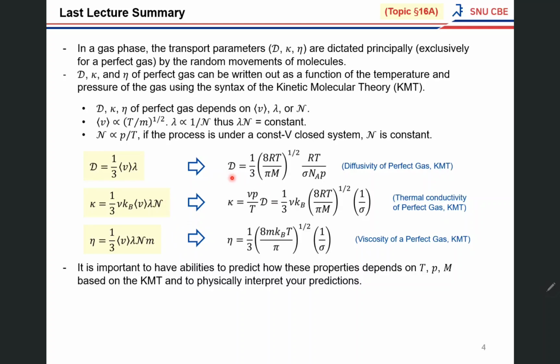We could find the direct relation, based on the kinetic molecular theory, between the diffusivity, thermal conductivity, and viscosity and the thermodynamic properties like temperature and pressure, and the intrinsic property of the molecule, which is the molecular weight. So we found the direct relation of how the transport properties of gases depend on temperature, pressure, and molecular weights.